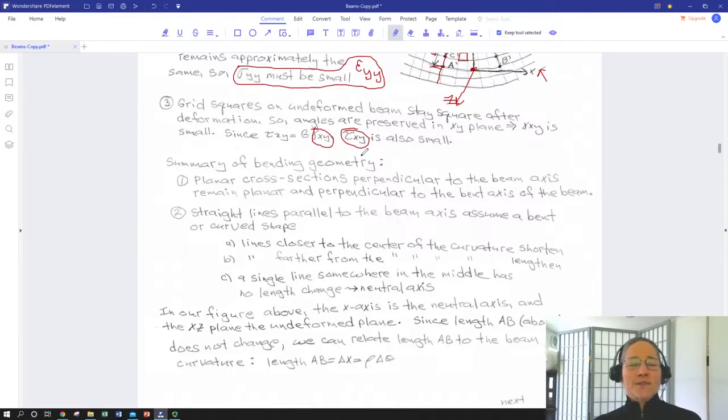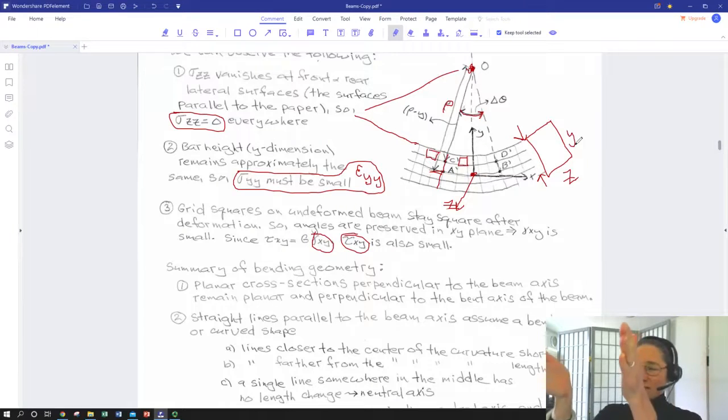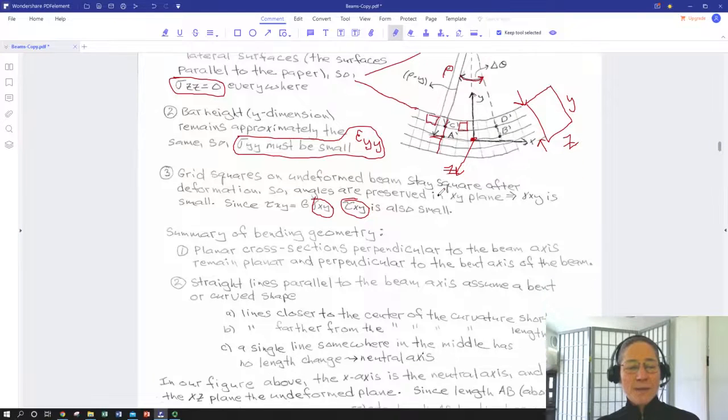So just to recap, a summary of our bending geometry. Planar cross sections perpendicular to the beam axis remain planar and perpendicular to the bent axis. So basically our ZY face stays intact. We're just tilting it. We're not bending it this way. We're just tilting it out as the whole beam flexes. So no shear there, no normal stress in the z, no normal stress in the y.